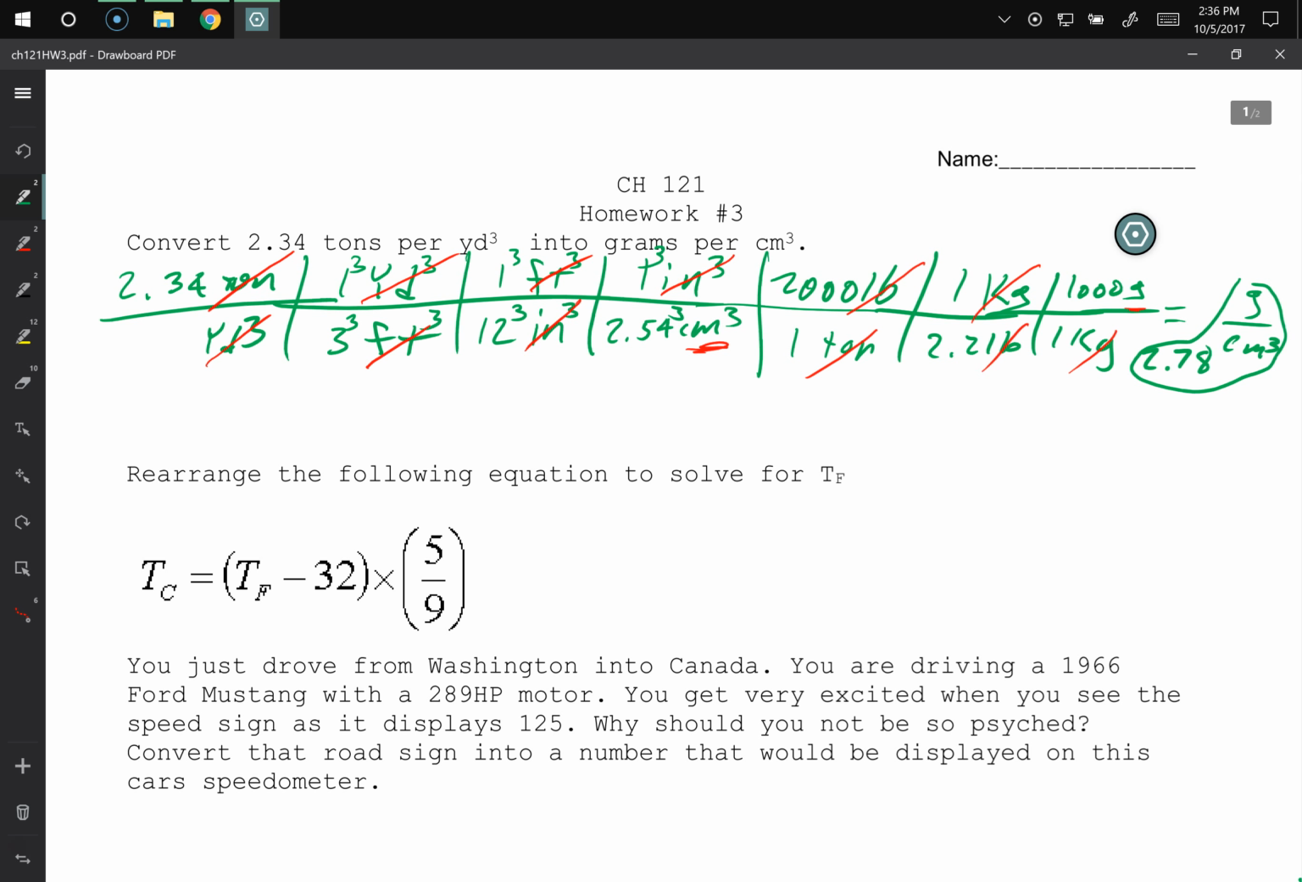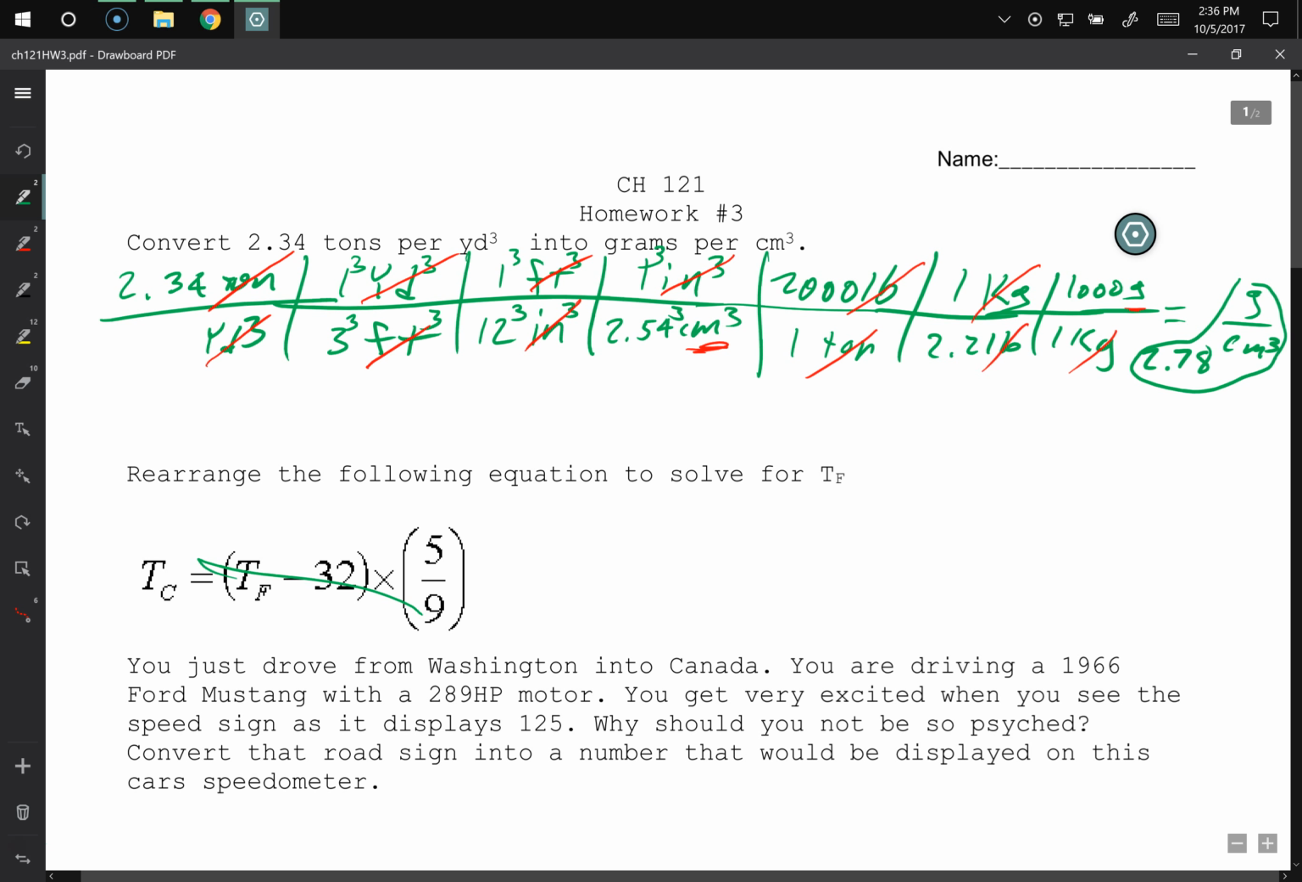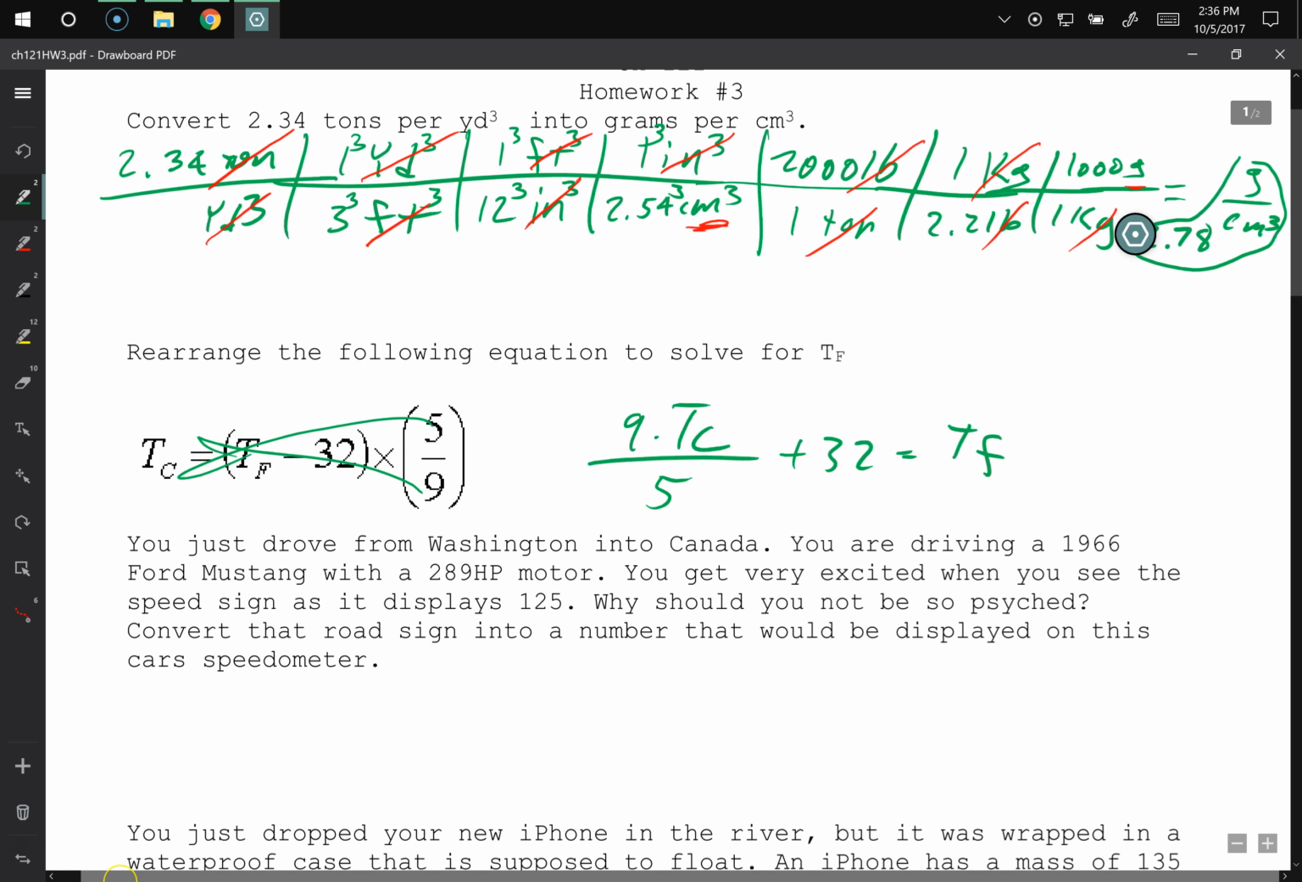So I'm going to rearrange this next equation. I'm just solving it for temperature Fahrenheit. So the 9 goes up, the 5 goes down. So I get 9 times degrees Celsius divided by 5. And then I'm going to have to add 32 to both sides. And that's going to leave me with a temperature Fahrenheit. That's as complicated as the algebra gets in this class.